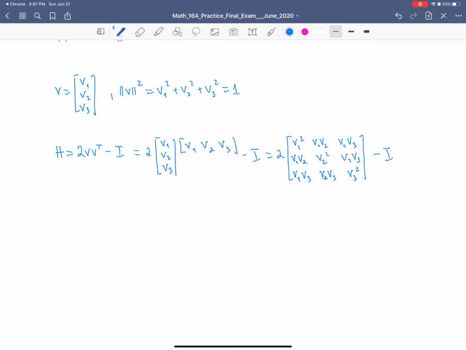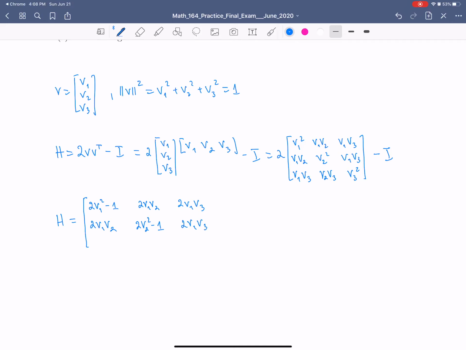So finally, this matrix H, if I want to see it in general terms, which I'm not saying necessarily that I do want to, but I know some of you want to see the matrix, is going to be 2V1 squared minus 1. Then we have 2V1 V2, 2V1 V3. Then we have 2V1 V2, 2V2 squared minus 1.